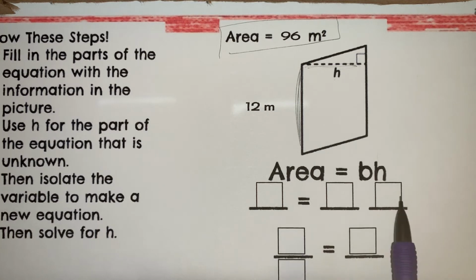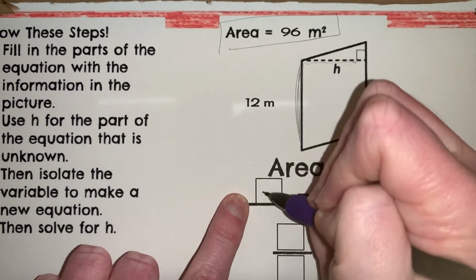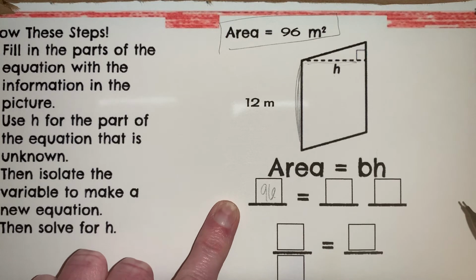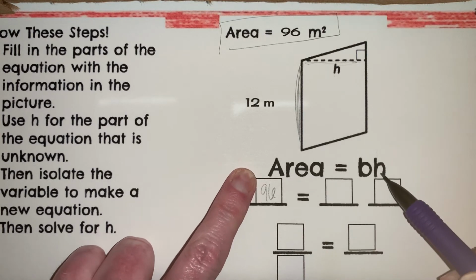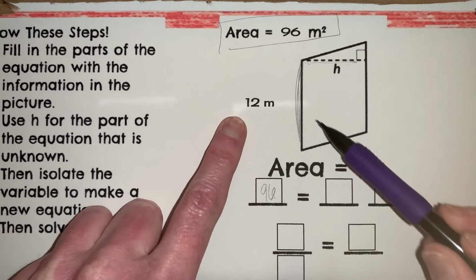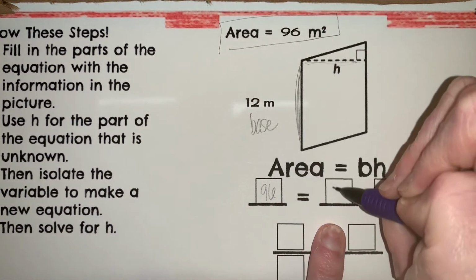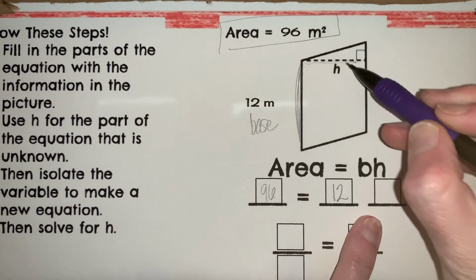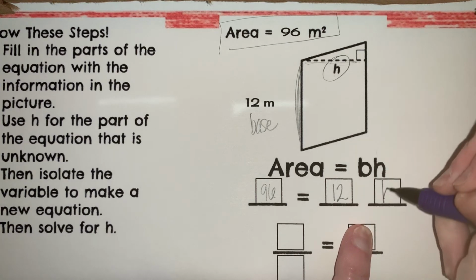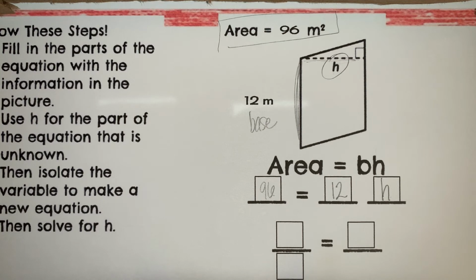So we're going to put in the information that we know in these blanks. I know that the area is 96. And I know the formula for the area of a parallelogram is base times height. So the base is 12, so I'm going to put 12 here. I don't know the height, so I'm going to put H here. So now we're just solving this equation. We're looking for the value of H, the variable.